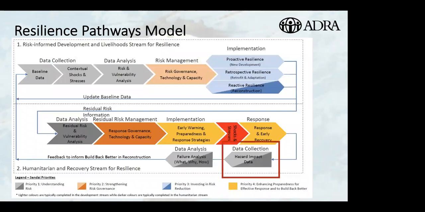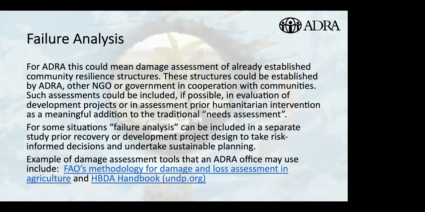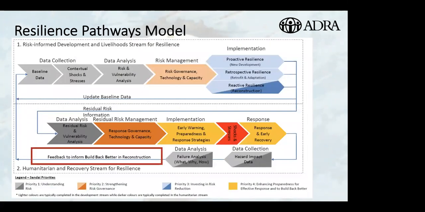Now, what happens after a response? If the context allows, there still needs to be more data collected about the hazard impact. What actually happened here? Why was there a failure? And that information needs to feed back into our systems. Again, this failure analysis, the needs assessments, and the hazard analysis need to go back to help us build back better. And then we go back into the development stream where we assist in early recovery and development.